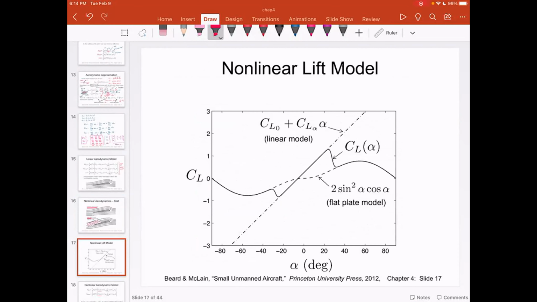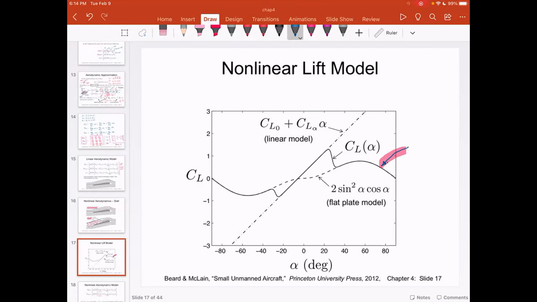Now, if you look at the nonlinear lift model, this is the nonlinear lift model. And this nonlinear lift model comes from the flat plate assumption. But what we do is, in order to approximate the behavior of the lifting force, we combine these two models. And this combined model is used for analysis. So the idea is, here is the idea.